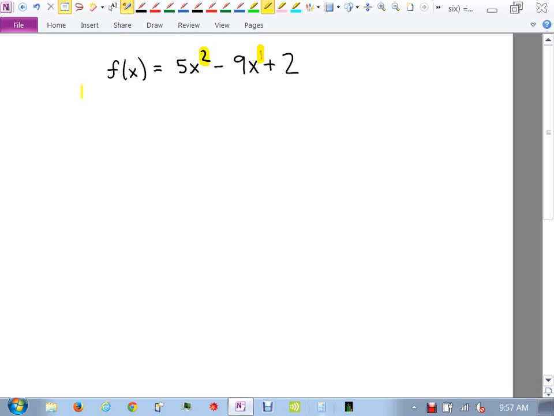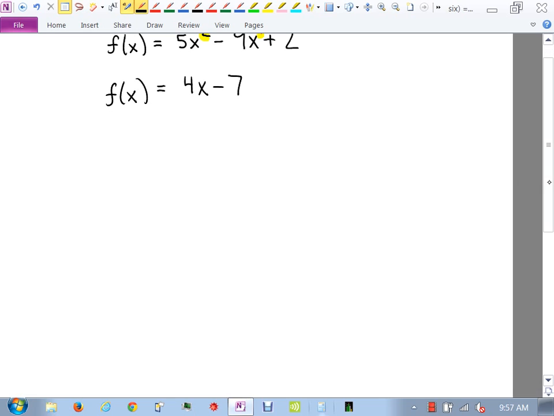So, well, just wait. What about this one? f of x equals 4x plus 7.